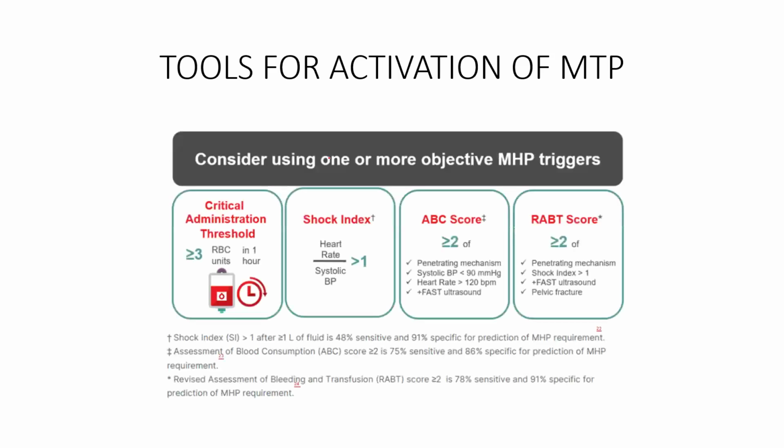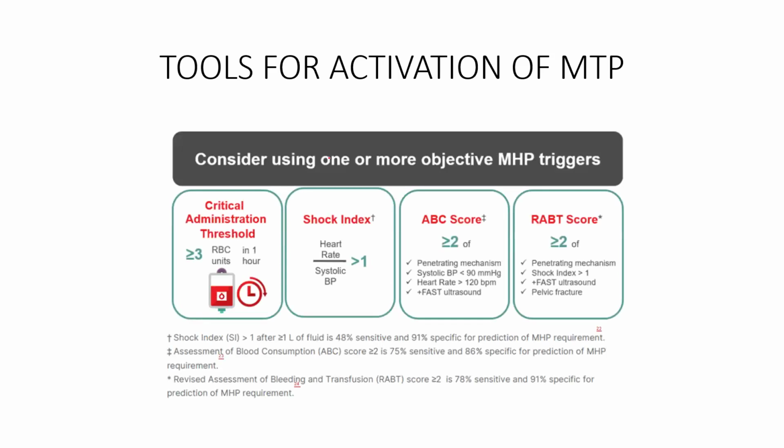Correct. So there are other tools which are available for activation of MTP. Can anyone unmute and tell what they are? Dash score, ABC score. Excellent. RAB and ABC. Okay. So along with that, there are a lot of scoring tools. No tool has been shown to be superior to the other. Shock index has been widely studied. Your ABC score has also been widely studied. So these are a few of the things that you can remember.